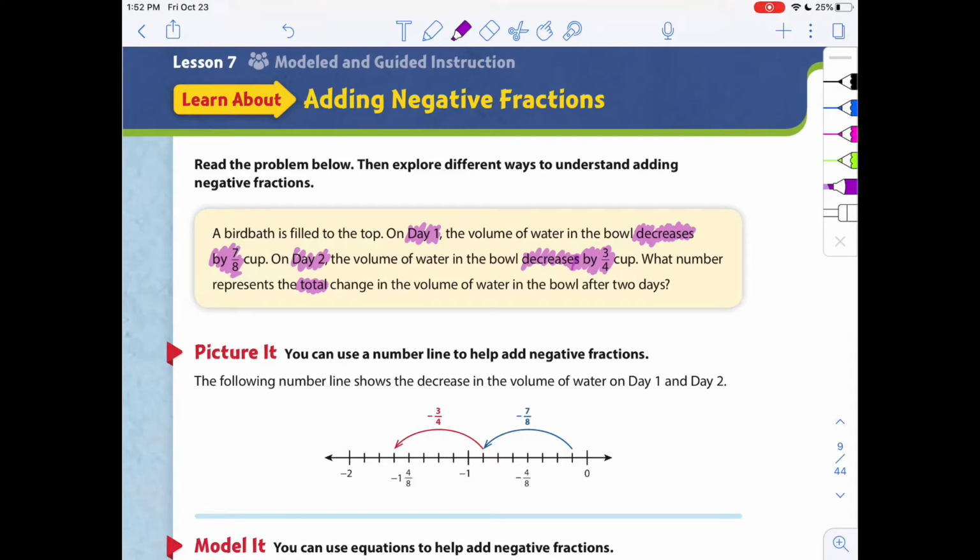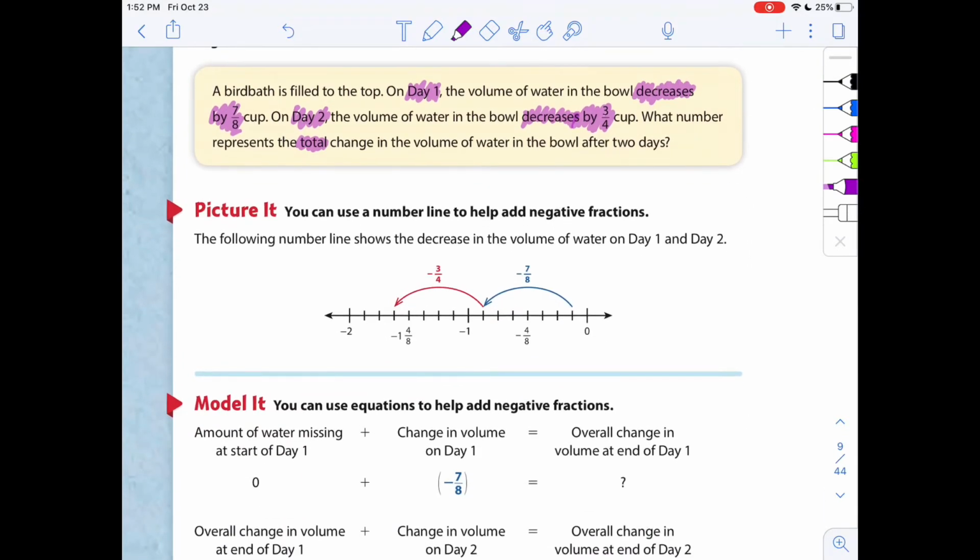The first way is with a number line. If we use a number line to help us answer this question, it says the following number line shows the decrease in the volume of water on day 1 and day 2. So we know that on day 1 it decreases by negative 7/8. And then we know on day 2, so we're moving to the left, it decreases by 3/4. So it's going down, so negative 3/4.